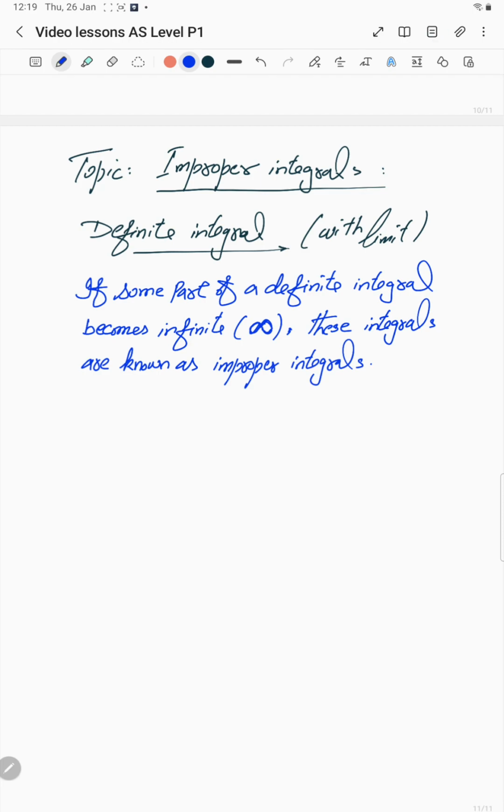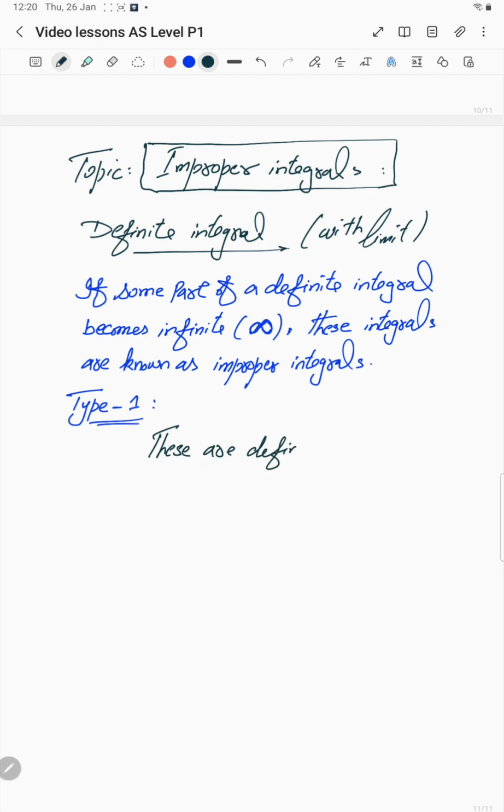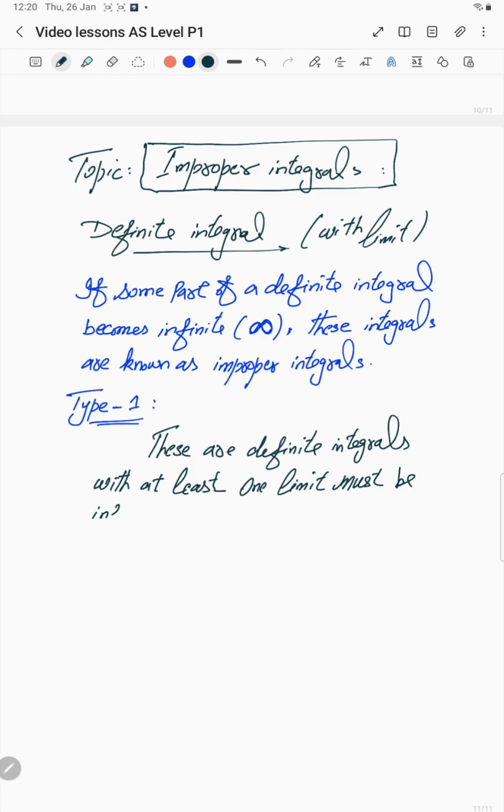Here we will discuss two types of improper integrals. So type number 1, what it states. As I told you, improper integral is a branch of definite integrals. So in type 1, rule 1, you can say these are definite integrals with at least one limit must be infinite.